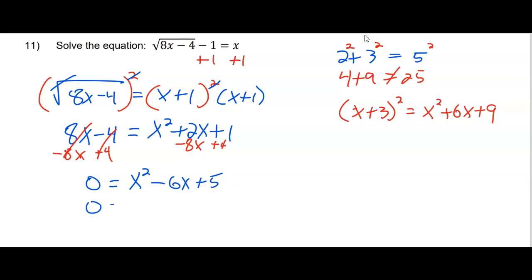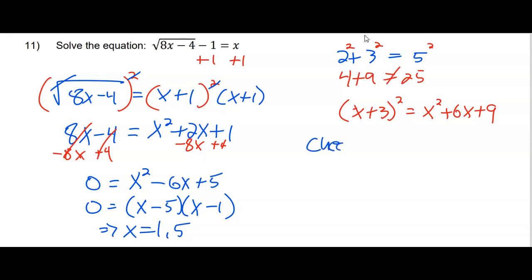This does factor, but we could use the quadratic formula or completing the square as an alternative step or method. x minus 5, x minus 1. Negative 5x and minus 1x is negative 6x, and the last product is positive 5. So we get x equaling 1 and 5. These might be the answers.